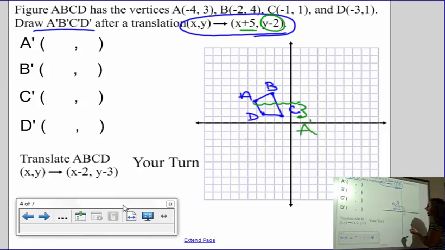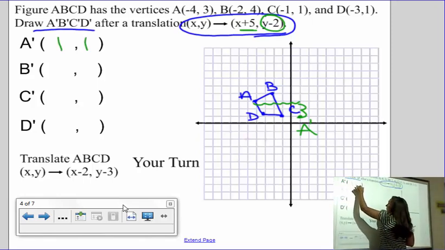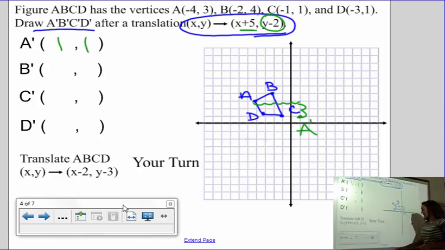Okay, and that point then is our point (1, 1). So that's where A prime ends up. Do the same for all of them. For B, C, and D, you just count over 1, 2, 3, 4, 5, and then down 2. So B prime ends up there. Let's go with C. 1, 2, 3, 4, 5, down 2. C prime ends up here. And finally, D is 1, 2, 3, 4, 5, and then down 2, which is inside my little a, and this is D prime.